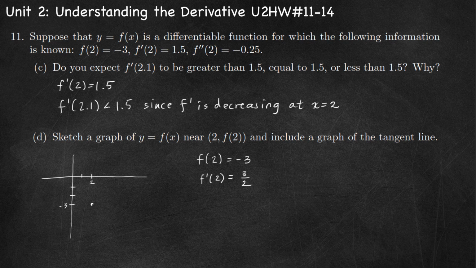So to draw the tangent line passing through that point, I need a line that has a slope of 3 over 2. So up 3 over 2. The tangent line is going to look like so. So now we draw our curve so that it looks to be tangent at that point. So maybe something like that.